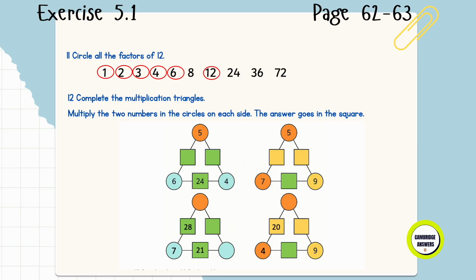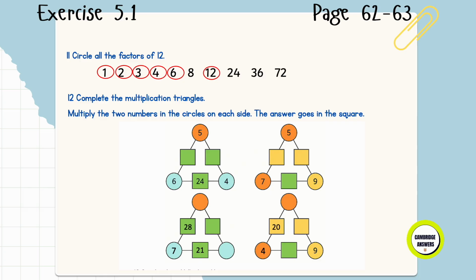The rest? 8, 24, 36, 72? Nope, they don't divide evenly into 12. So our circled factors are 1, 2, 3, 4, 6, and 12. Nice and neat. Ready to become a multiplication detective?